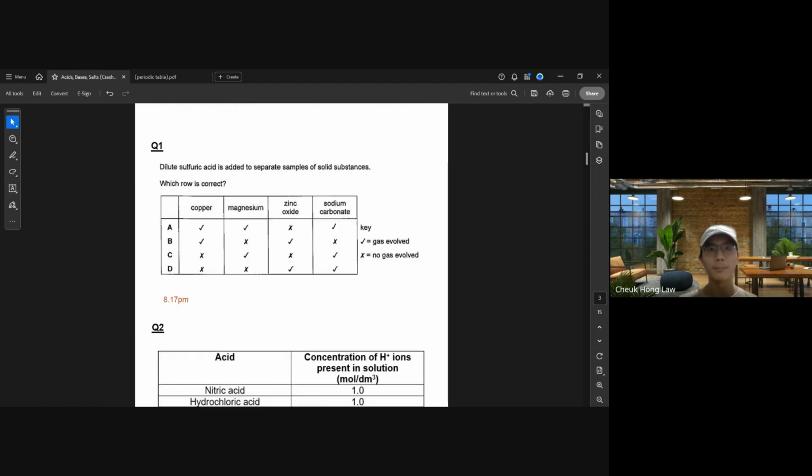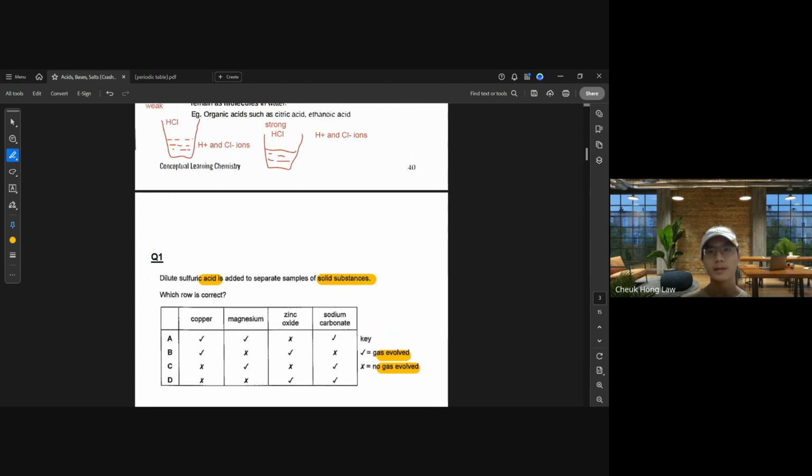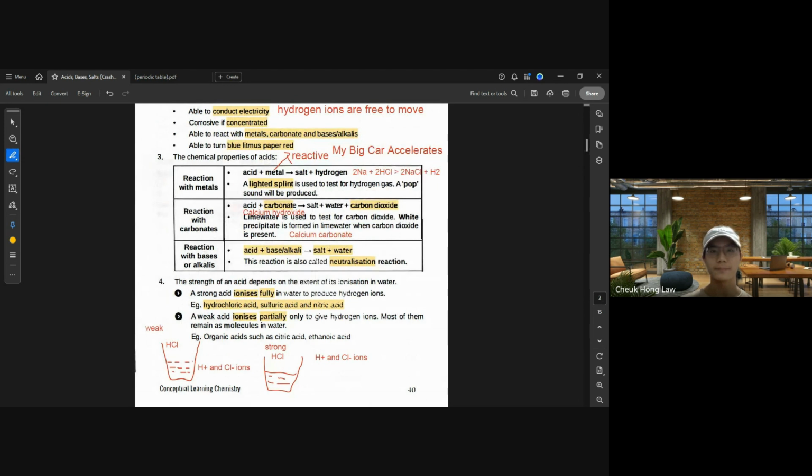So question 1. Dilute sulfuric acid is added to separate samples of solid substances. Okay, so the acid is added to solid substances. Which row is correct? Okay, so the key: it is a tick if there's a gas involved, and it is a cross if there's no gas involved.